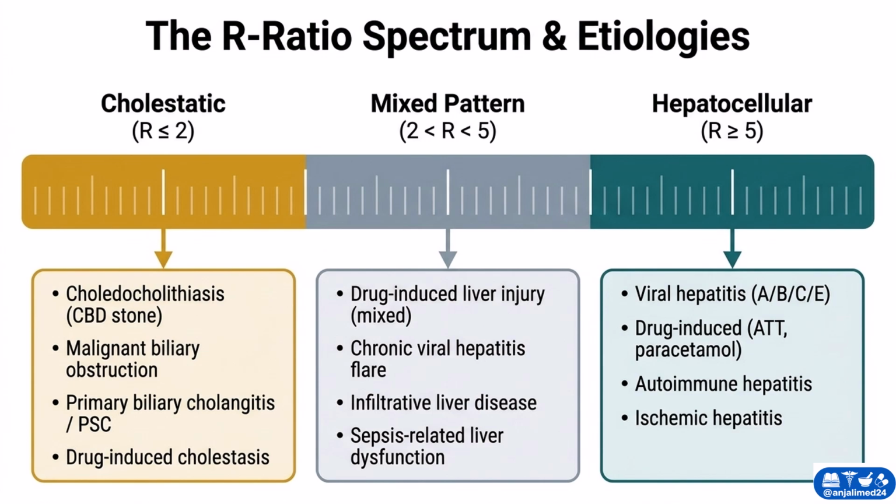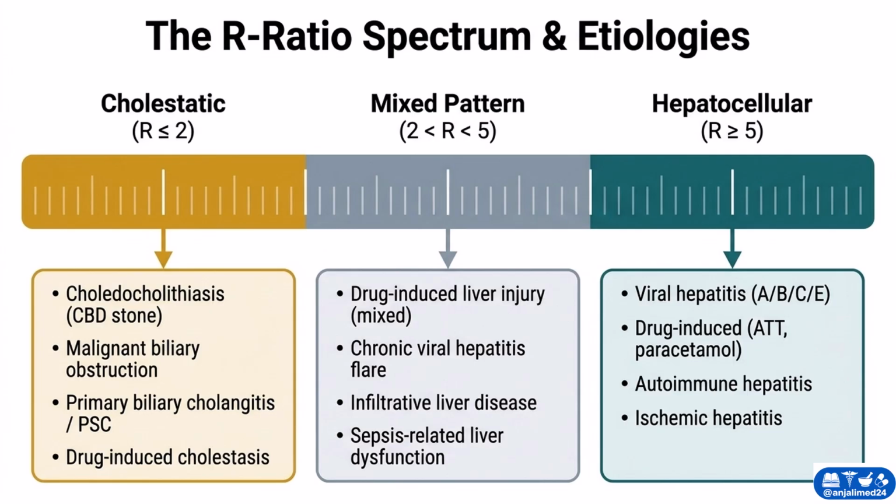Now that you know how to calculate the R ratio, let's understand what each range actually means in clinical practice. Think of the R ratio as a spectrum with three distinct patterns. If the R ratio is less than or equal to 2, the injury is cholestatic. This means the bile flow is impaired. Common causes include common bile duct stones, malignant biliary obstruction such as pancreatic cancer or cholangiocarcinoma, primary biliary cholangitis, primary sclerosing cholangitis, and drug-induced cholestasis. These patients usually need biliary imaging, not an extensive hepatitis workup.